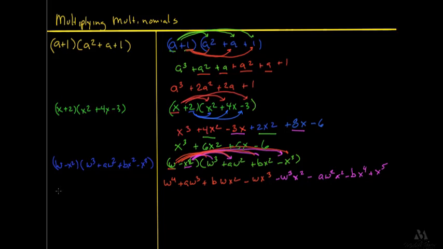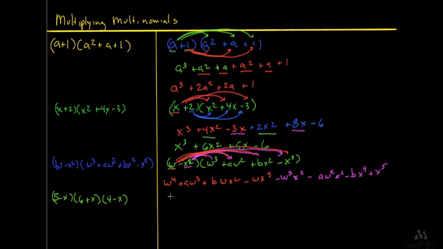What if we had 5 minus x, 6 plus x, and 4 minus x? So how would we go about doing that one? Well, the ideal way is to do 2 of these first, simplify where you can, and then multiply that expression by the last term.